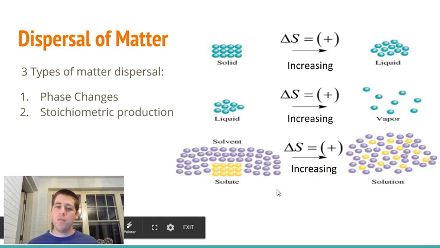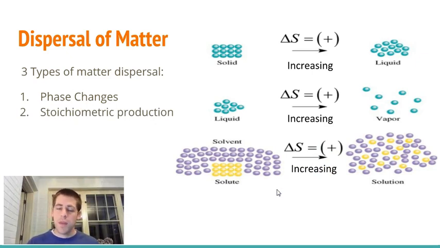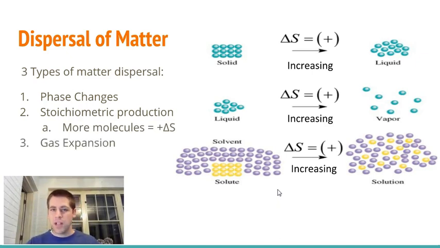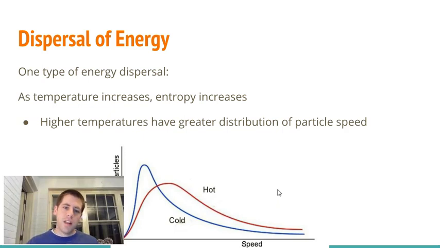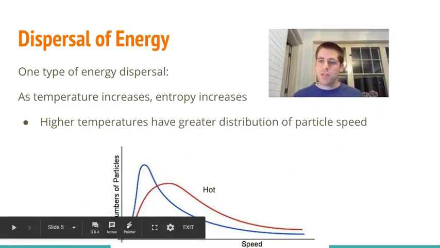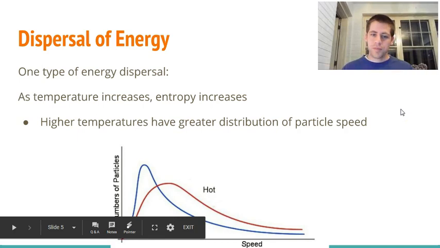You can also disperse matter through production stoichiometrically. So if you take one molecule and you separate it into 2 molecules, you're increasing the amount of dispersal, right? And so whenever you're producing more moles on the product side, that's going to be an increase in entropy. And finally, gas expansion. If you increase the volume of a gas in a piston, for example, you're giving those molecules more room to move around, and so they can disperse more, and so that would be a positive delta S. Finally, energy dispersal. We can disperse energy by increasing the temperature.